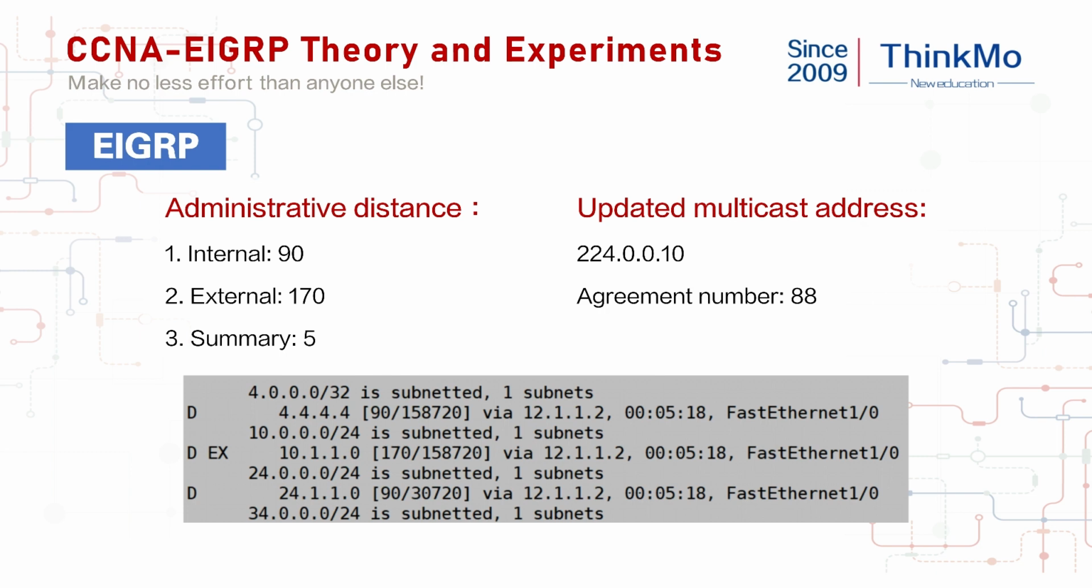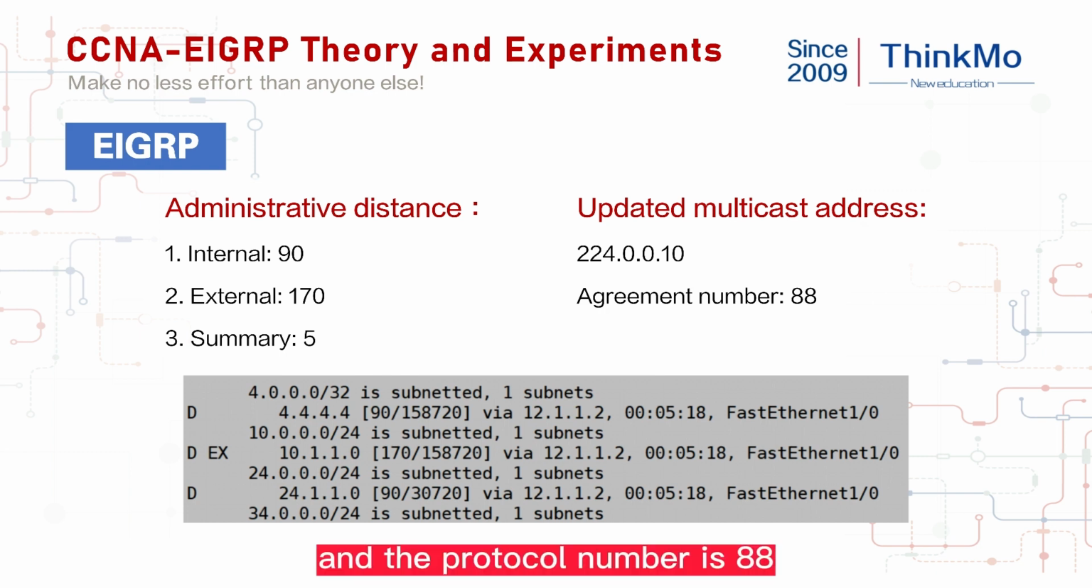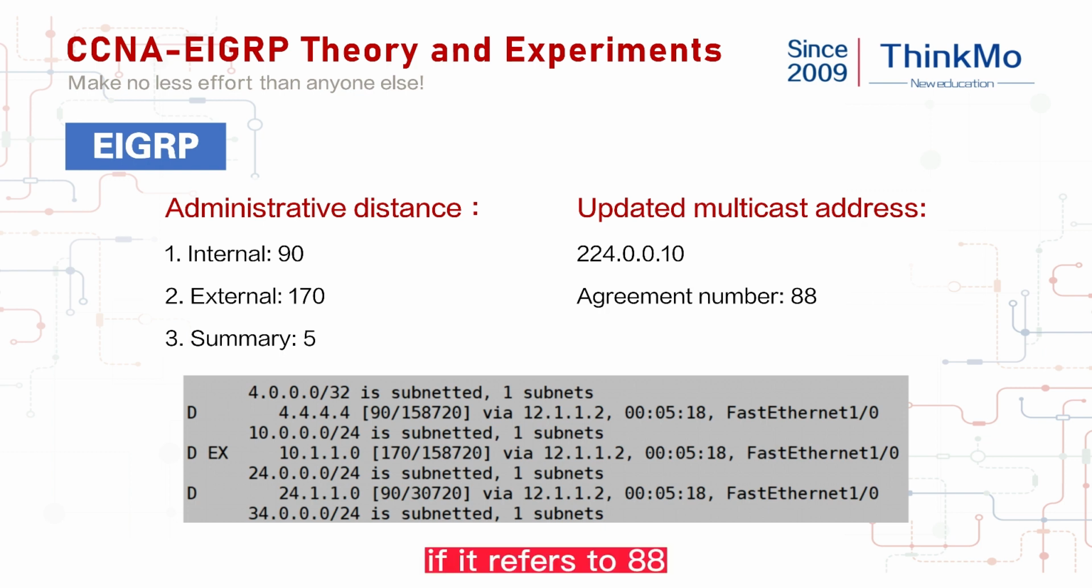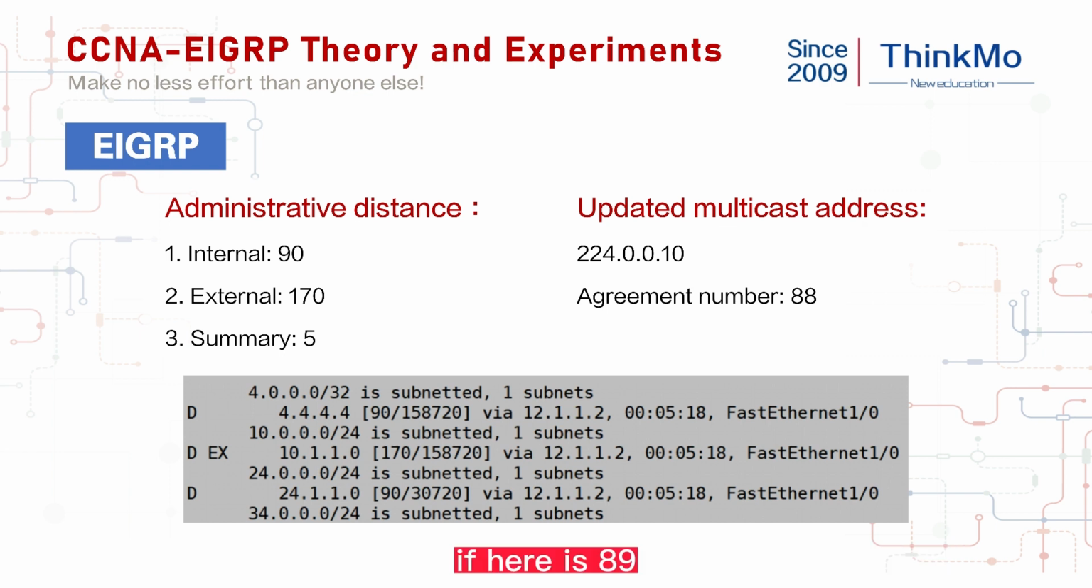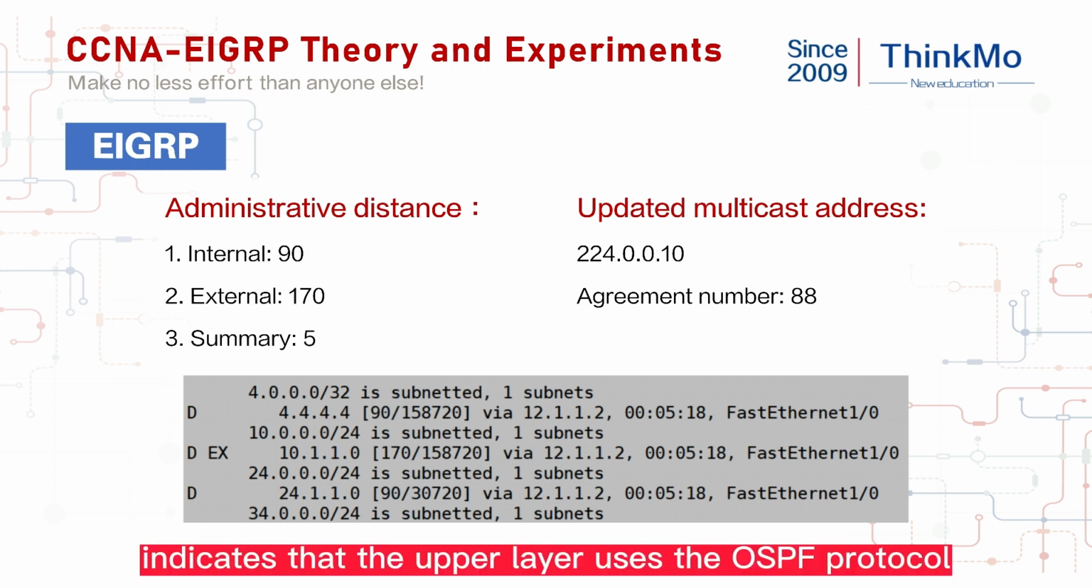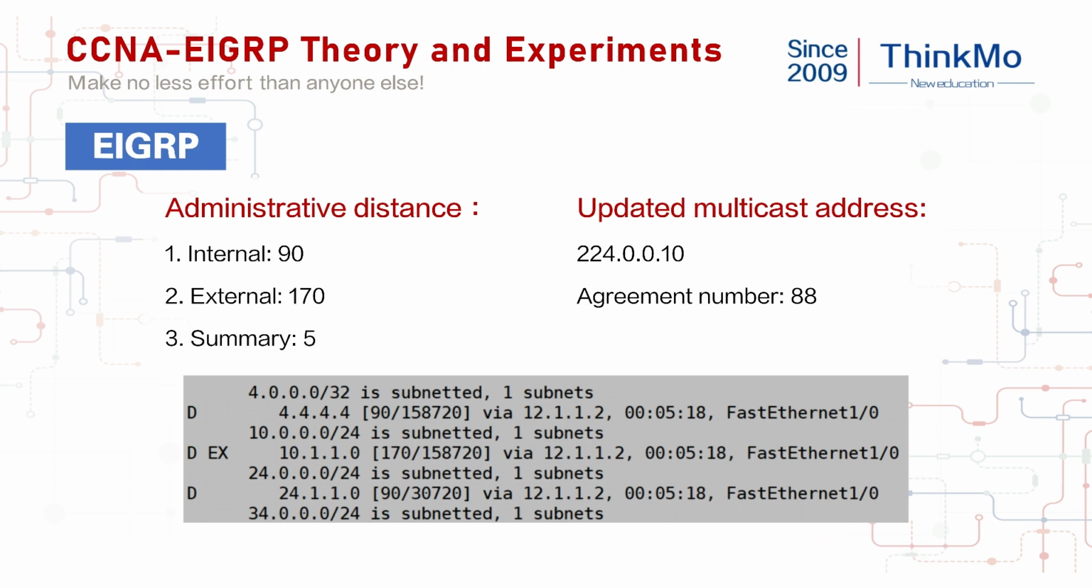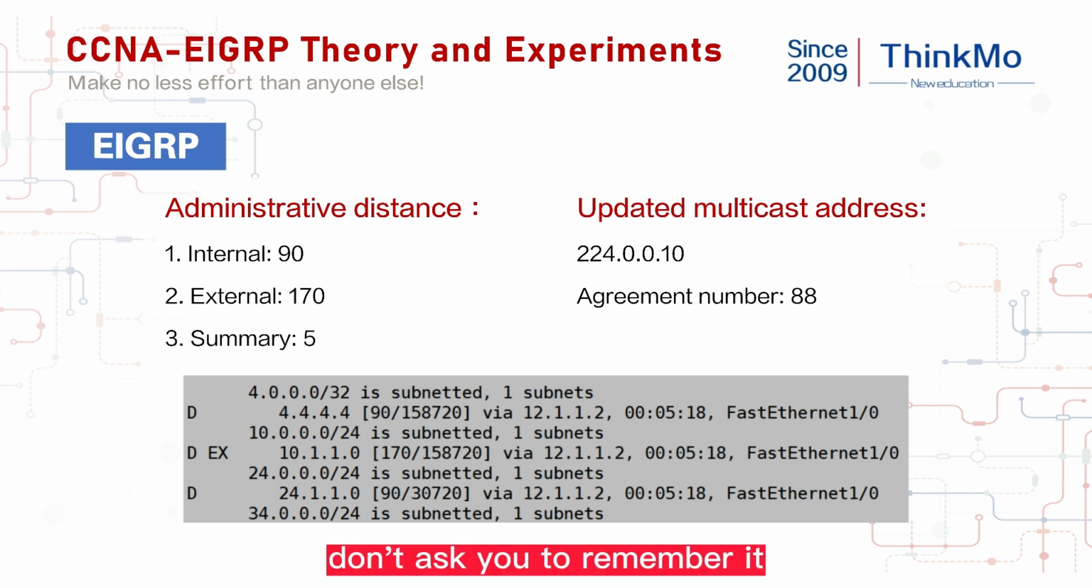224.0.0.10. And the protocol number is 88. EIGRP is encapsulated on top of IP packets. There is a protocol field in the IP packet. If it refers to 88, it indicates that the upper layer uses the EIGRP protocol. If it is 89, it indicates that the upper layer uses the OSPF protocol. You just need to know this. I don't ask you to remember it.